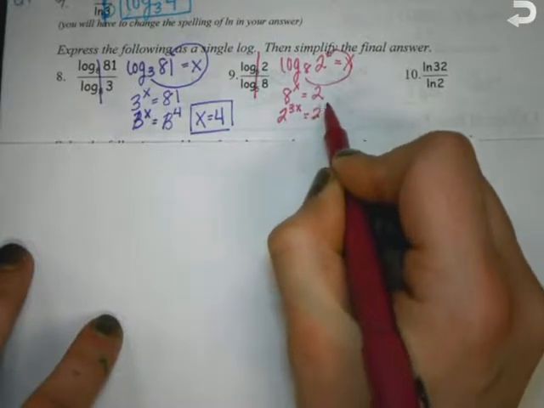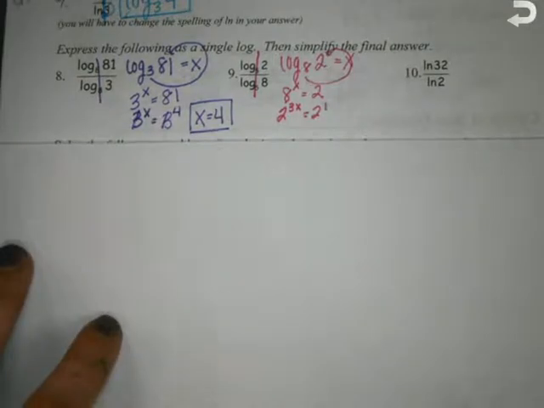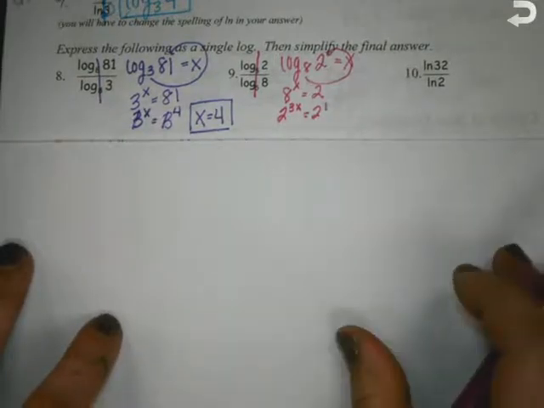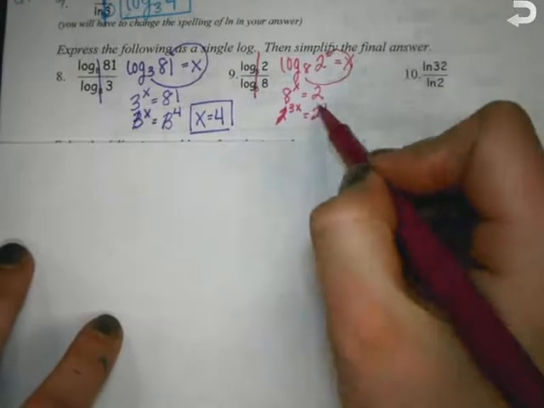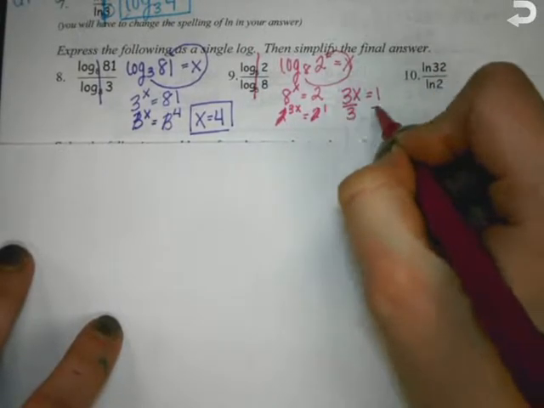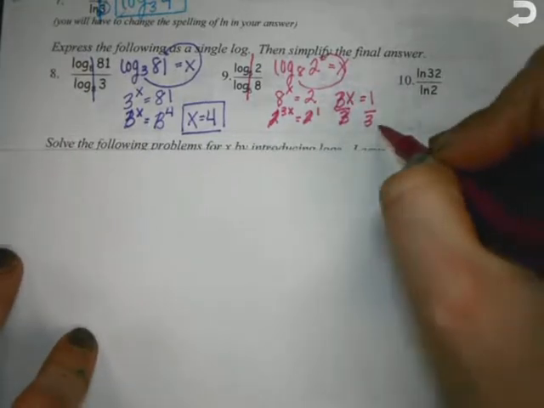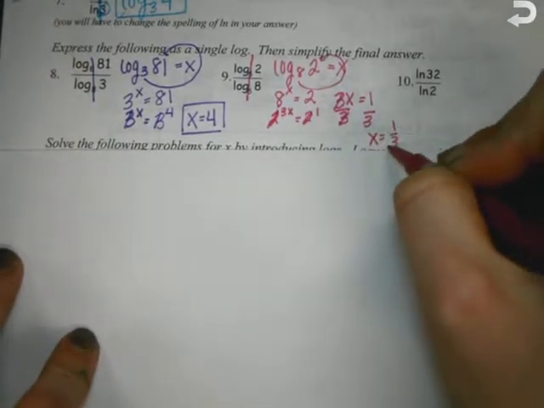Okay, so what can I do, Caleb? Drop the base. 3x equals 1. Very good. So we divide both sides by 3. So x equals 1/3. Okay?